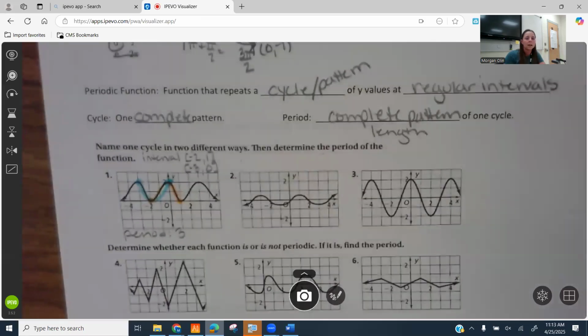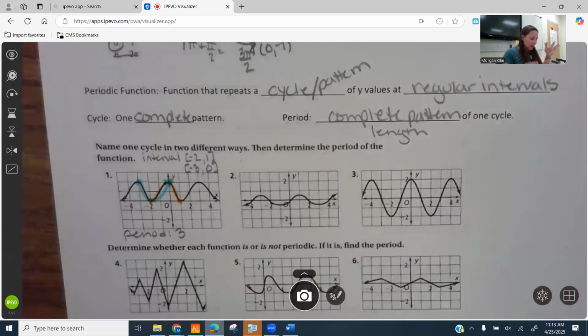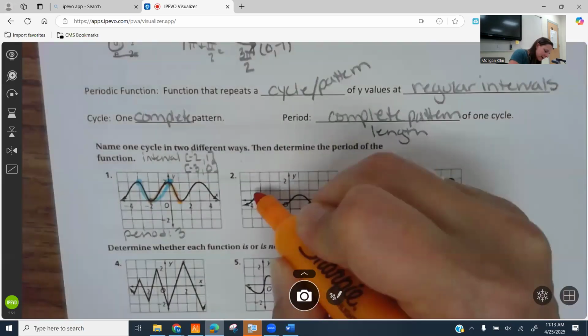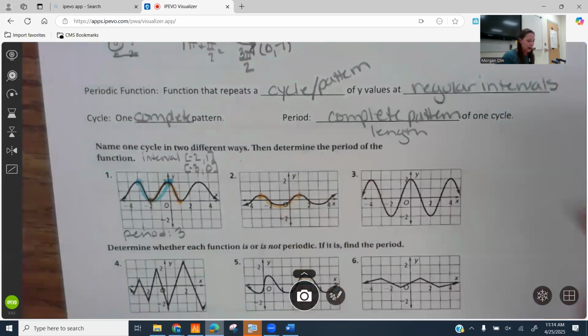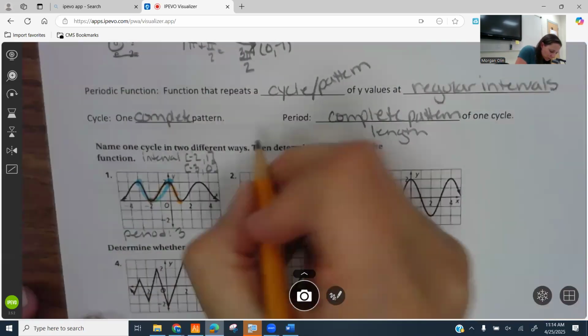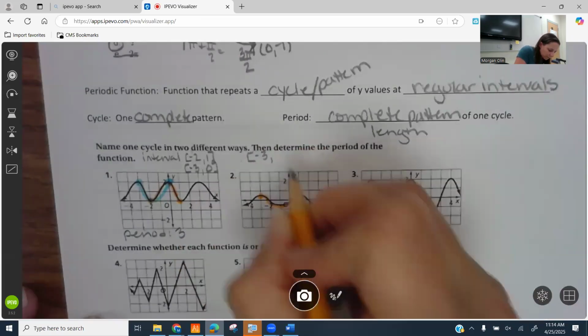All right. Now, let's determine this one right here. Okay. Again, you start somewhere. I kind of like to go from max to max or min to min, if you see that on here. So like here's a max right there to max. All right. And then it starts to repeat. And so if you notice, that interval goes from the value of -3 to 1.